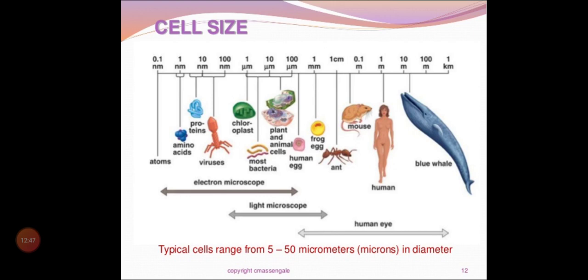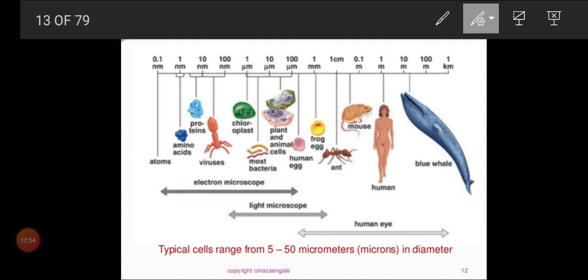All of these we can see with an electron microscope. If it is atom size, we are able to see it in the electron microscope, ranging from 0.1 nanometer up to even the plant cell. The human egg also can be seen under a light microscope. Only with the electron microscope can we see atoms, amino acids, proteins, viruses, cell organelles like chloroplast, and most of the bacteria. Everything can be seen in the electron microscope.